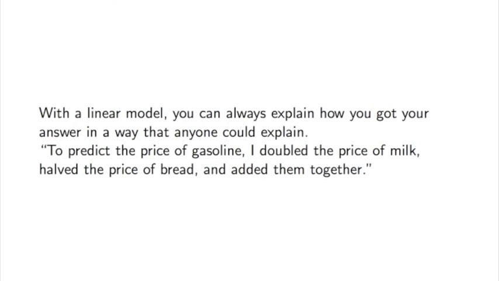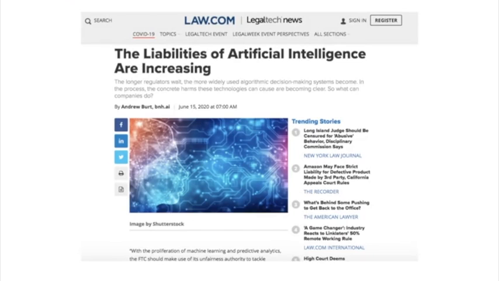Another reason that linear models are good is you can always explain how you got your answer in a way that anyone could understand. So like you could say, to predict the price of gasoline, I doubled the price of milk, halved the price of bread, and added them together. There is increasing pressure on machine learning and artificial intelligence from the legal side of things. So you can be held accountable for things that your algorithms, quote unquote, decide.